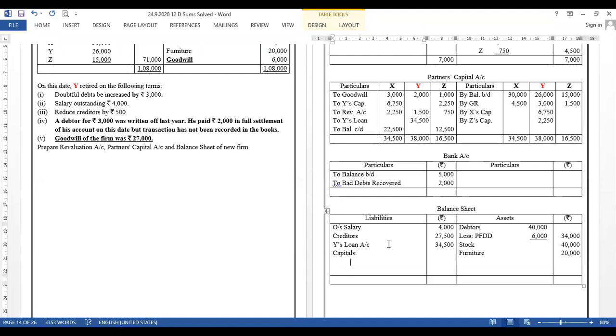X and Z, and the amount of capital for X is rupees 22,500 and for Z 12,500, right? So let us get 35,000. That's fine. Bank account needs to be closed. By balance c/d the amount is 7,000, 7,000, and 7,000 again. This bank balance will be in the balance sheet on the asset side. Bank balance 7,000. Total 1,01,000.